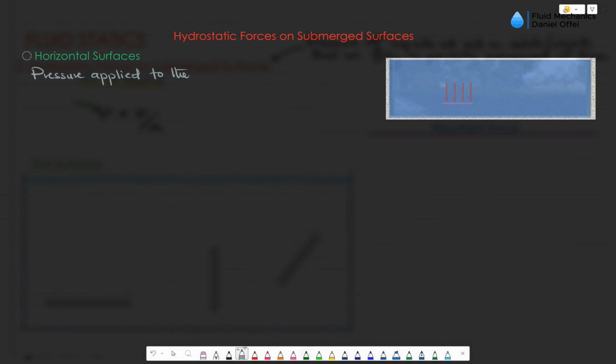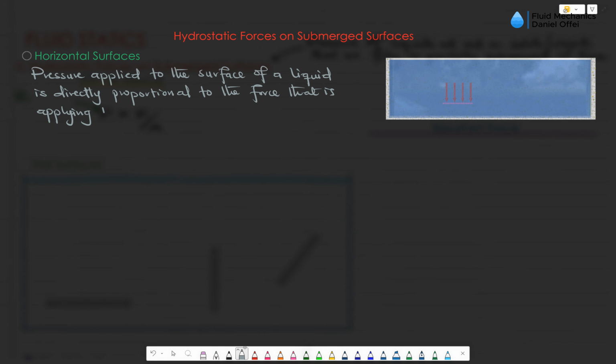So as already stated, pressure applied to the surface of a liquid is directly proportional to the force that is applying that pressure. So in solids, we say that pressure equals force over area. And from a previous session, we have already established that at the horizontal level, or at the same height, pressure remains the same in a fluid.